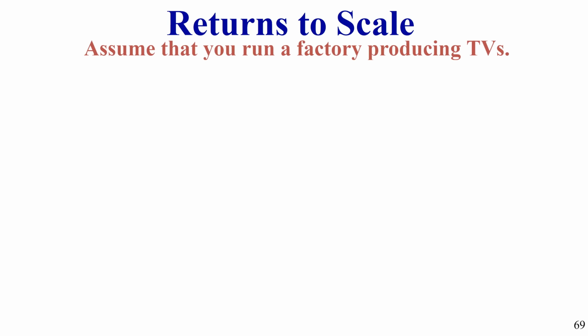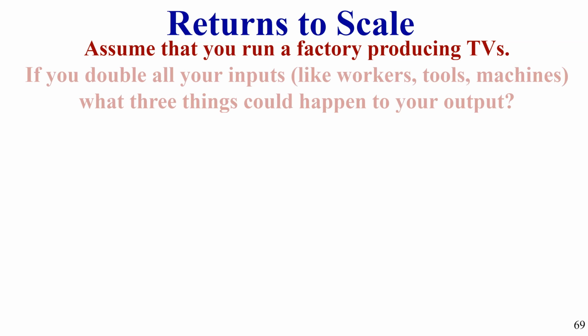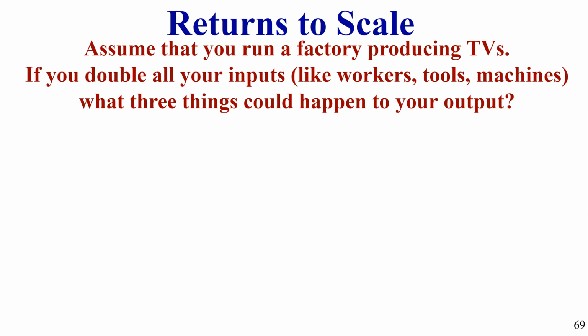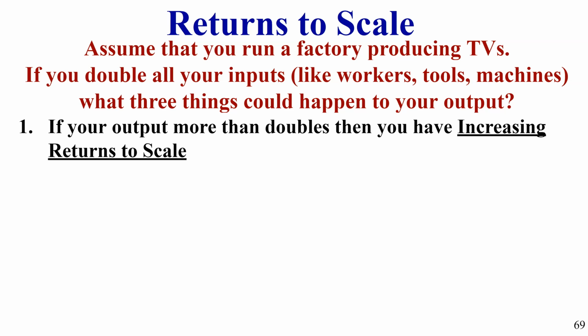So that's what we see here in this idea of returns to scale. And this gets into the idea of economies of scale. So we're going to assume that you're producing televisions in a factory. You're making TVs. And if you're doubling your inputs, inputs being workers, tools, machines, what three things could happen to your output? Well, if your output more than doubles, you could experience increasing returns to scale. The idea is efficiencies, in that you're able to take more advantage of resources and innovations and technologies, and do more with them.